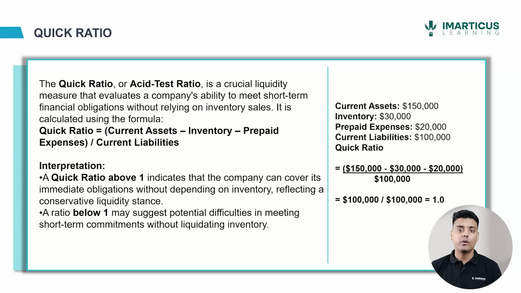That means that for every 1 rupee of current liabilities, the company has exactly 1 rupee of current assets. Meaning the company can pay off all the current liabilities and still has enough inventory which it can sell and survive in the next few months.